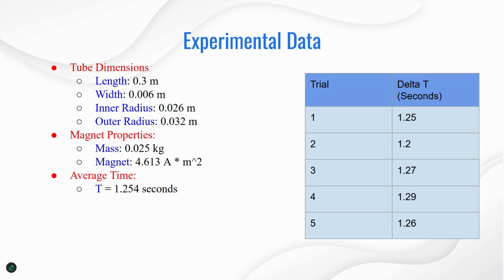So for my experiment, I had to drop this magnet through this tube of aluminum 5 times, and each of my times are recorded with a stopwatch on the right of the chart, and my average time came out to be t equals 1.254 seconds, which is my experimental time.